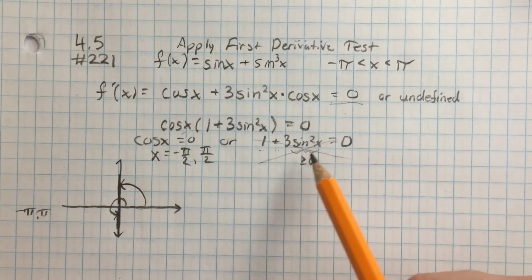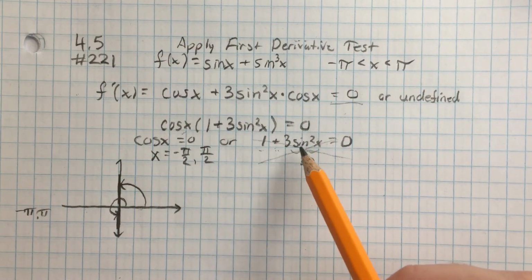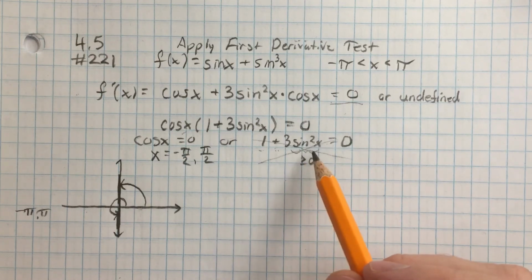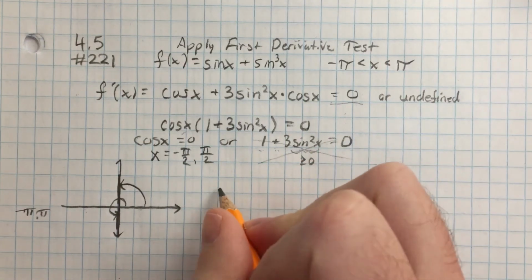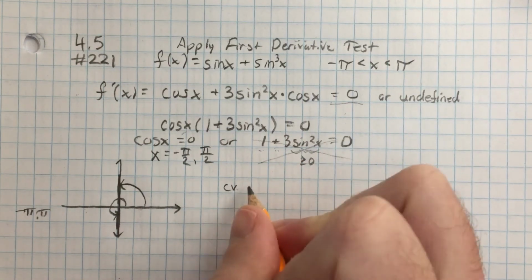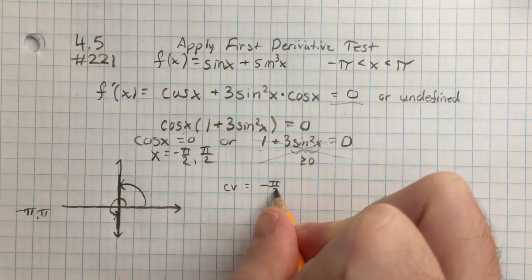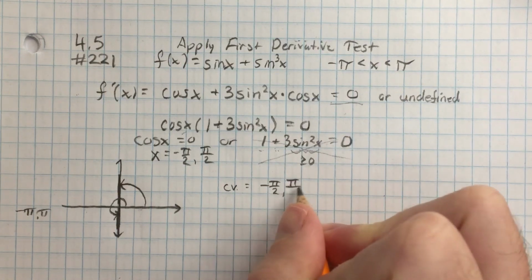This is something to watch out for in general. You start trying to solve equations that seem reasonable at first, but if you just think about them a little bit, they're not reasonable, and they produce no critical values whatsoever. So let's just write down here the critical values. We have found negative pi on 2 and pi on 2.